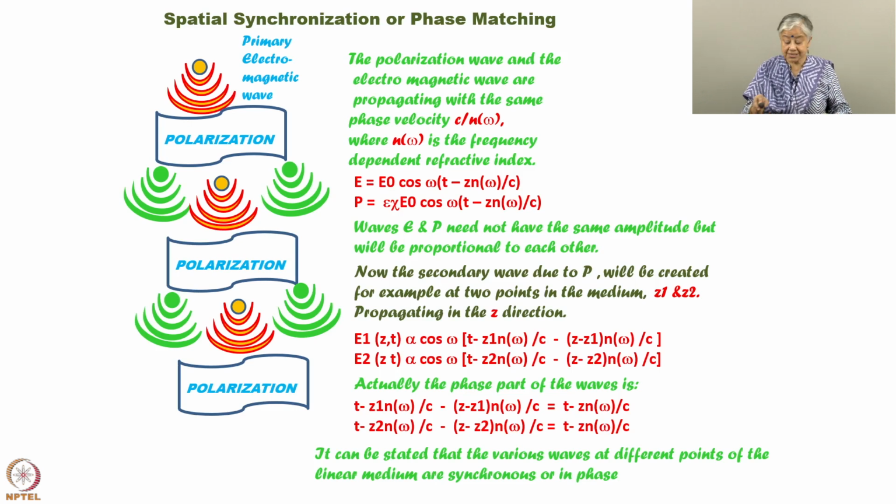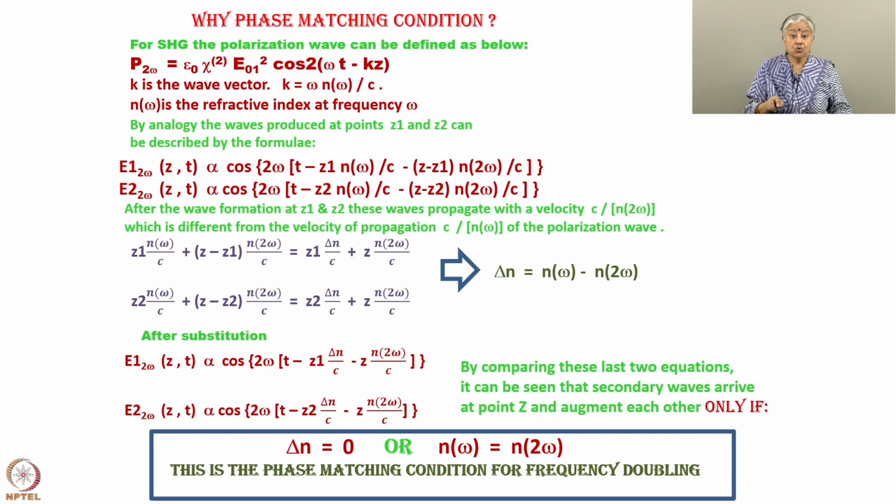Now let's see what happens to the waves which are the double frequency or second harmonic wave. For the moment, we know the primary wave and all those secondary waves are in phase. So, let me go to the specific term, and we will come to the reason why the phase matching condition is required. Everywhere you will see in books, phase matching is a very important criterion for second harmonic generation. So, let us go back to second harmonic generation; the polarization wave can be defined as this.